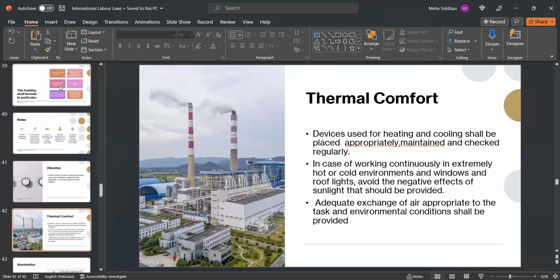Thermal comfort. Devices used for heating and cooling shall be placed appropriately, maintained, and checked regularly. In case of working continuously in extremely hot or cold environments, windows and roof lights to avoid the negative effects of sunlight should be provided. Adequate exchange of air appropriate to the task and environmental conditions shall be provided.